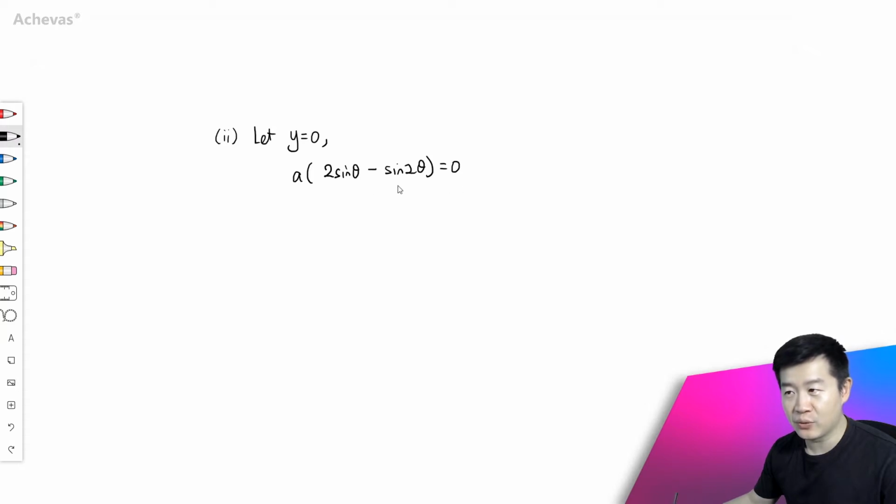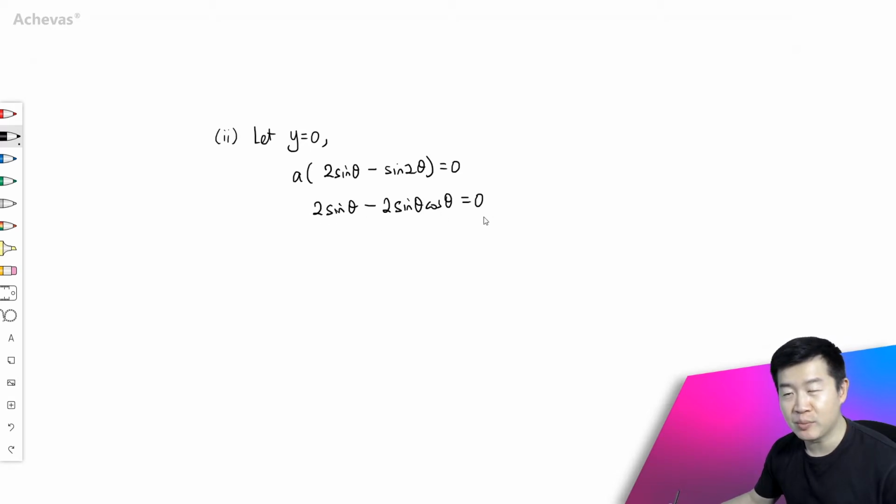Dividing by a throughout the equation, we are going to be left with 2 sin theta minus sin 2 theta. We have a theta, we have a 2 theta. Let's try to express all as a single angle. So let's make use of the trigonometric identity, changing this to 2 sin theta cos theta. This is equal to 0.